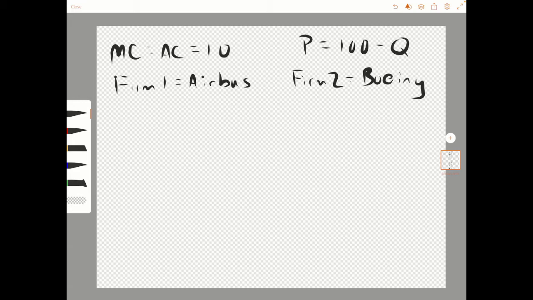Well, we know what the marginal revenue curve is going to look like. We just take our twice as steep rule. So marginal revenue is going to equal 100 minus 2Q.